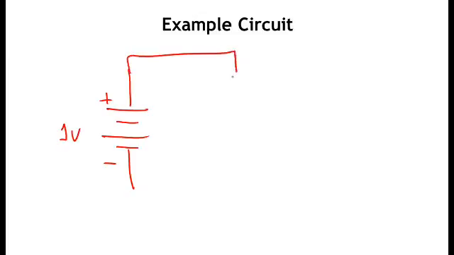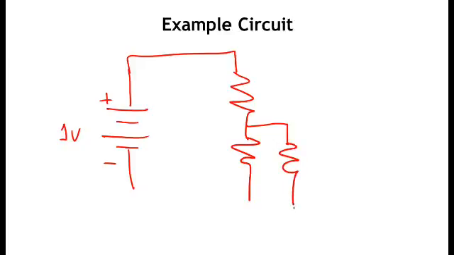The circuit I have in mind consists of a 1-volt battery. So this is the schematic symbol for a battery, the plus and minus terminal, so 1 volt. And it's going to be connected to a little resistor network, having 3 resistors, in this case 1 at the top and 2 at the bottom. The top resistor will be a 3K ohm resistor, and the 2 bottom resistors will be 2K ohms each.